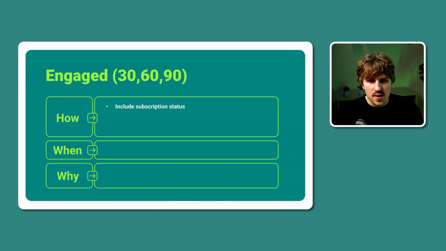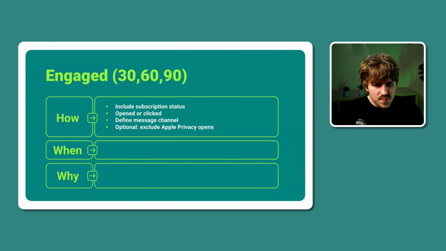So how to do it? I've lumped all three, 30, 60, 90, into one, but remember, you need to keep your audience and product in mind. Make sure you define your channel right here. Include subscription status, include opened or clicked, define the message channel. So if they opened email, if they opened SMS, and also you can exclude Apple privacy opens, so it's excluding additional openers. For Apple privacy opens, rely on clicks instead.